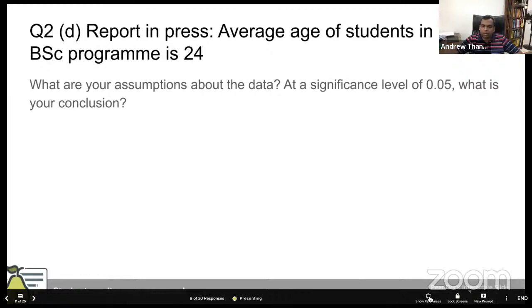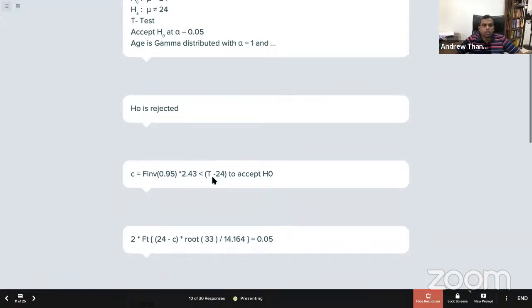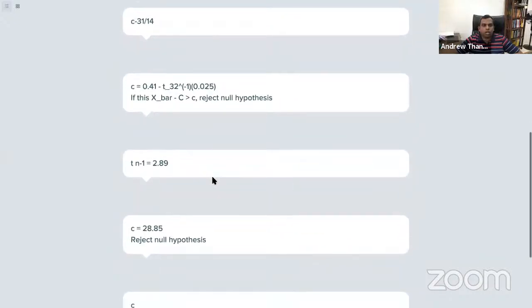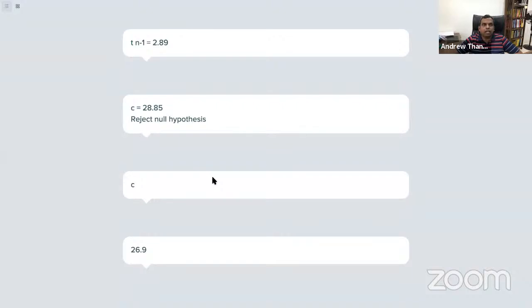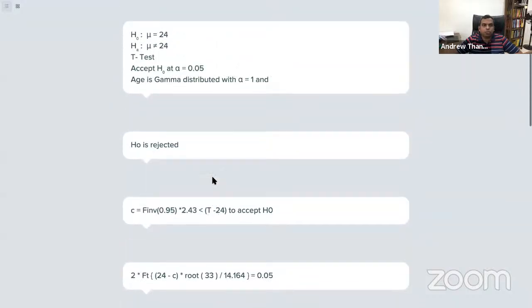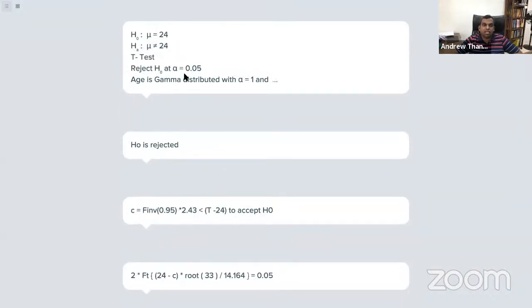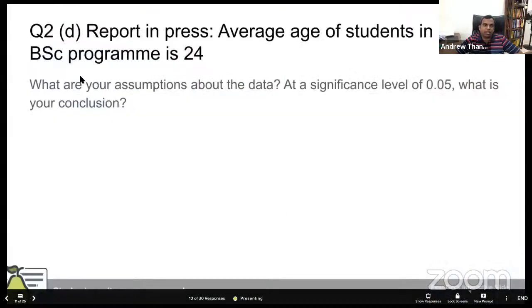Okay, so about 10 responses, close to 10 responses. So let me just show this. So most people are rejecting the null, or they're not. Yeah, so it looks like people are rejecting the null. Seems like it. Okay. So someone says age is gamma distributed. Maybe you can pick a better distribution assumption. I agree with you totally. But we're just picking a normal distribution and t type assumption.